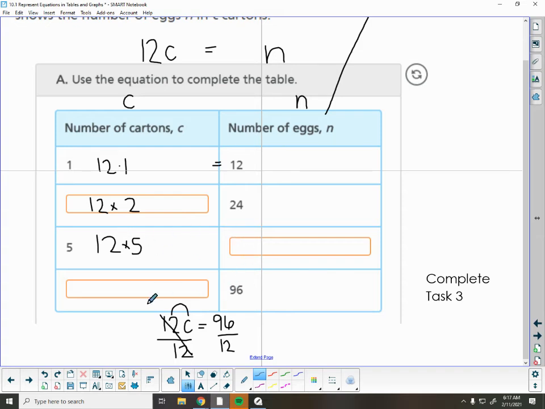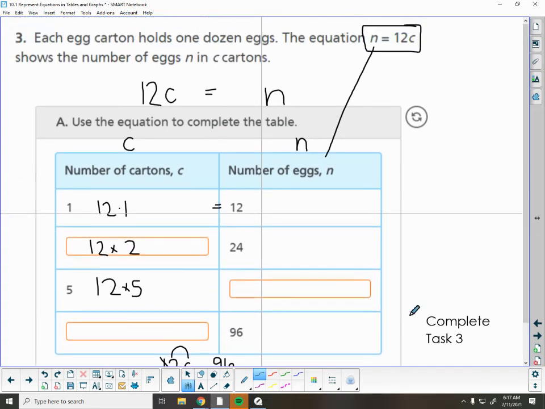So go ahead and finish this chart and complete task 3, and then come back when you are ready to do task 4.